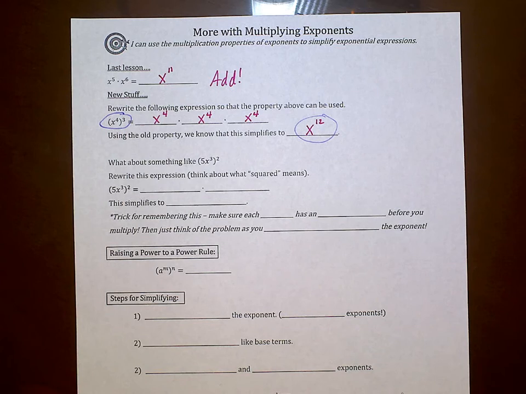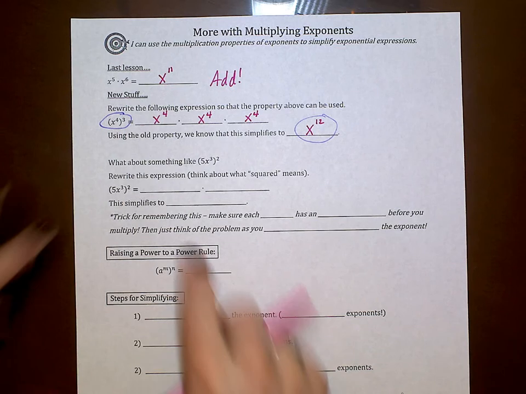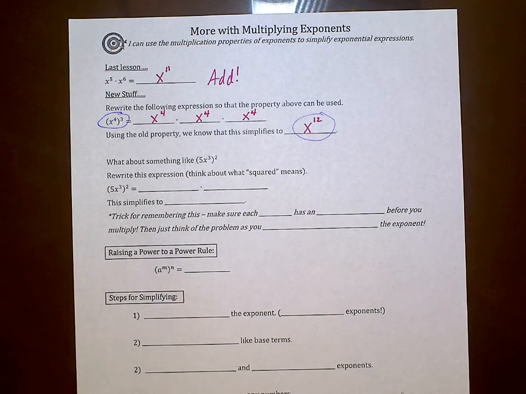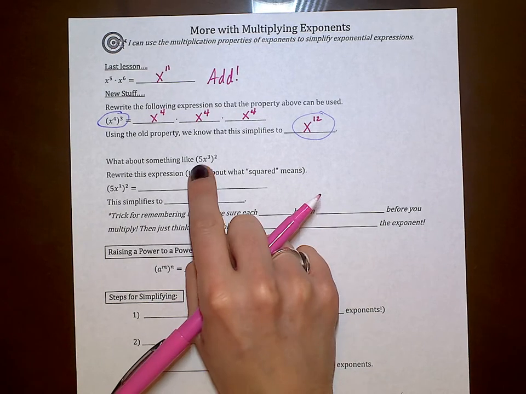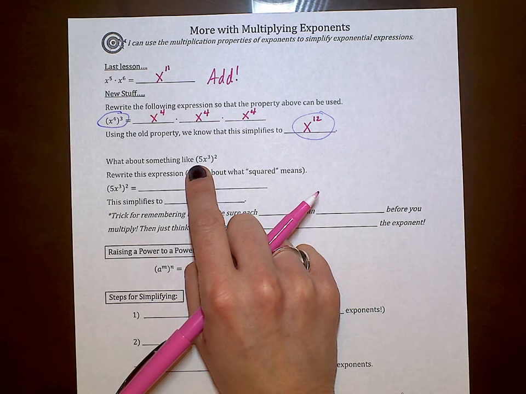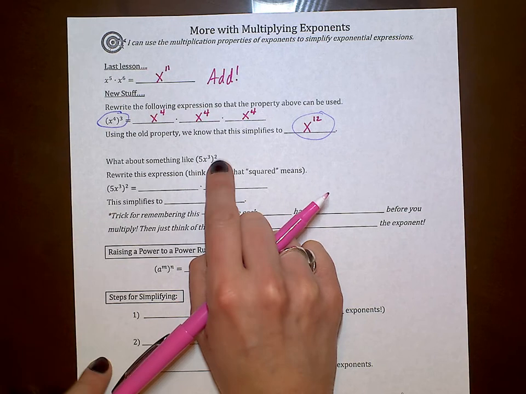It is not always this easy though, and you guys probably could already predict that. They can make it super complicated. So let's look at something like this next one before we generalize a rule and practice. This next example is pretty much the same thing, but they threw a number in front of the x. So like 5x cubed, all of that squared.